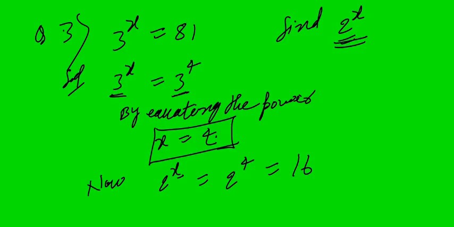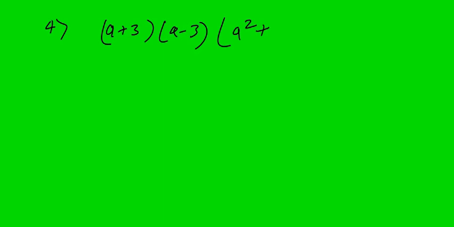Question is given. Here I am writing question number 4: a plus 3 into a minus 3 into a square plus 9. So see, here we are having 3 terms. This is the first term, second term and third term. So we will solve the first 2 terms first, and then after we will solve the last term with the solution.